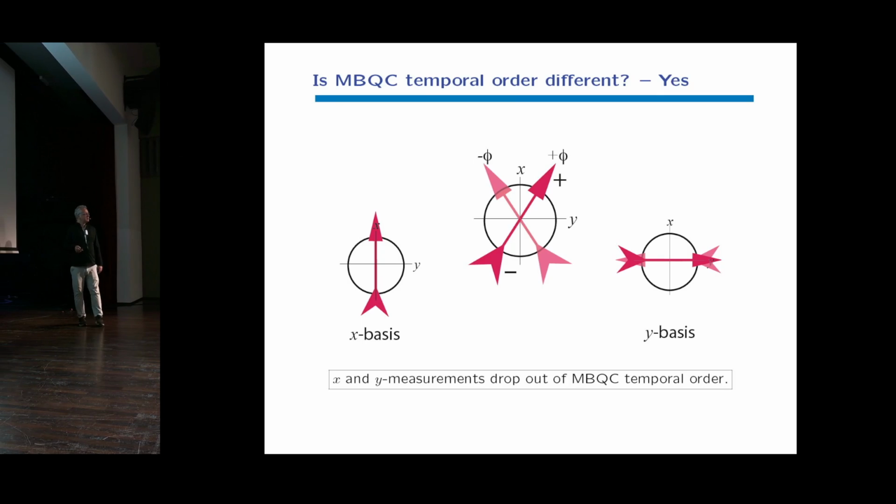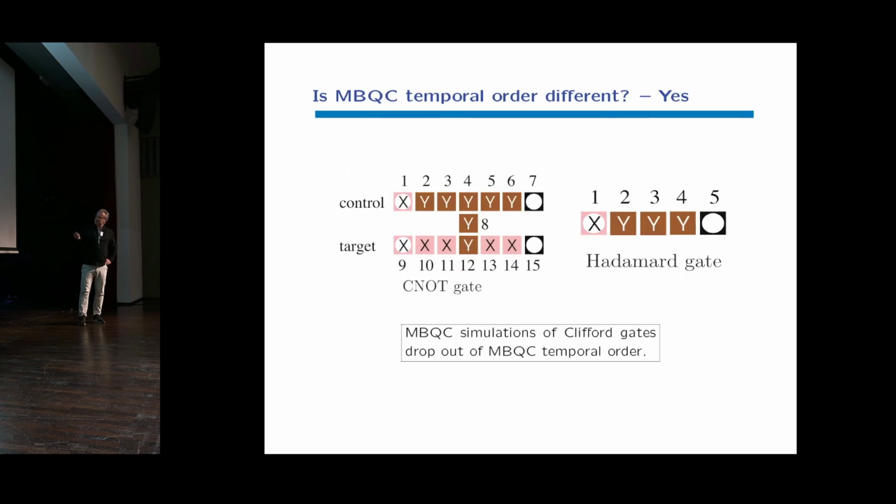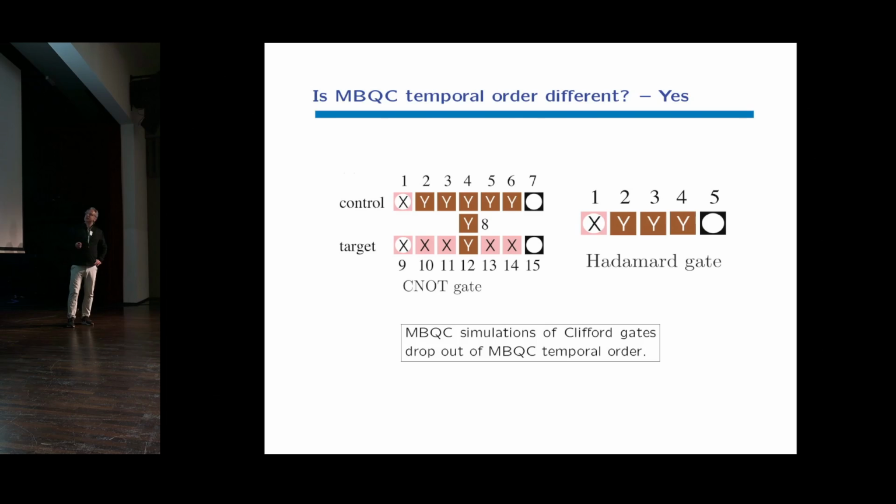And so we could ask, what gates are implemented with these two measurements only? And they are all the Clifford gates. Here's the CNOT example, here's the Hadamard, there's a bunch more Clifford gates. I guess you need one more generator for generating the Clifford group. And all of this is implemented just doing X and Y measurements. So if you're simulating a quantum circuit, the Clifford part of it does not contribute to the temporal order of the simulation.